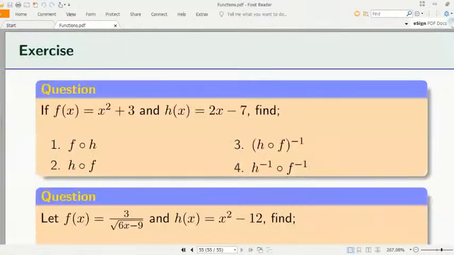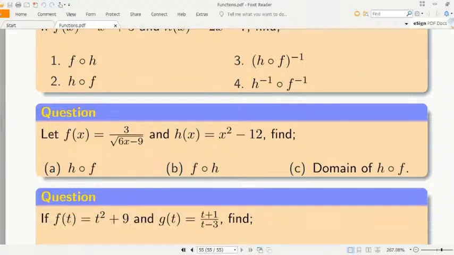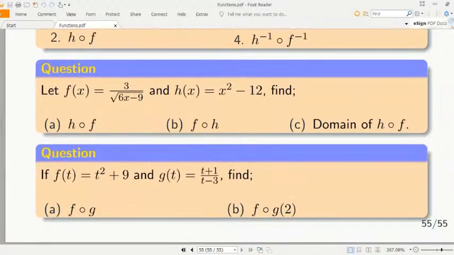And to end, you have this exercise to look at. Try this exercise. And that brings us to the end of today's lesson.